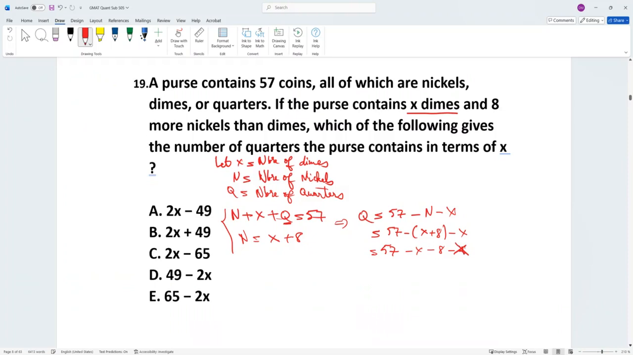Okay, then we'll have 57 minus 8 minus 2x. Minus x and minus x will give us minus 2x. And then 57 minus 8 is actually 49, so 49 minus 2x. And when we look at the answer choices we have here, we have this value, which is exactly what we have gotten here. That's the answer. Now let's take the last question.